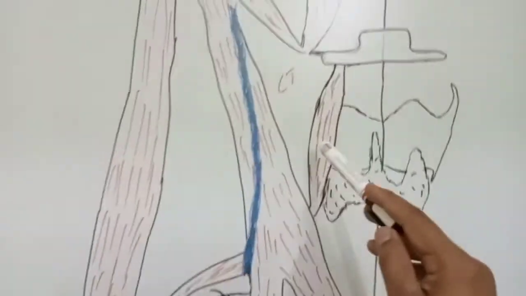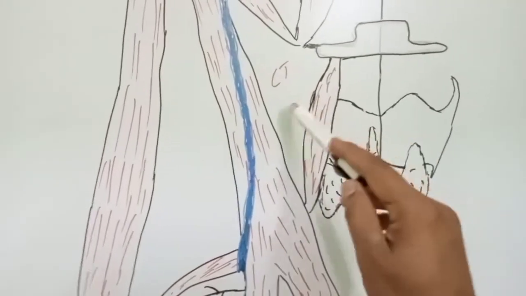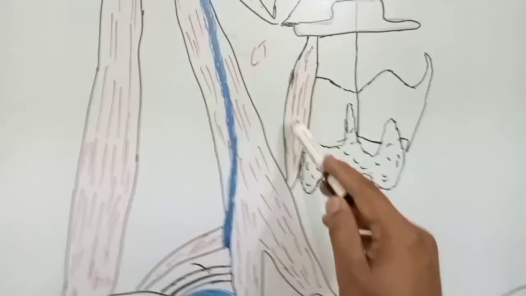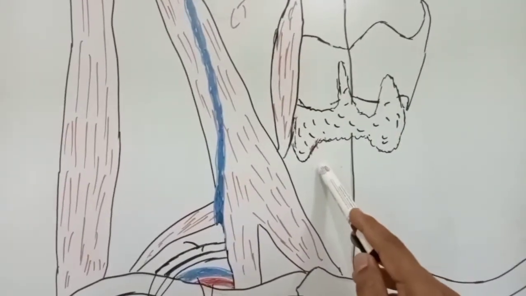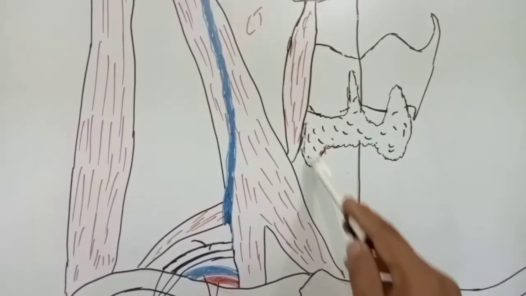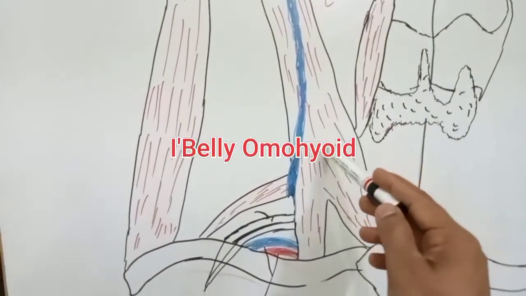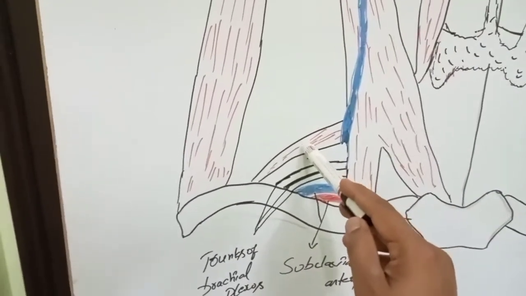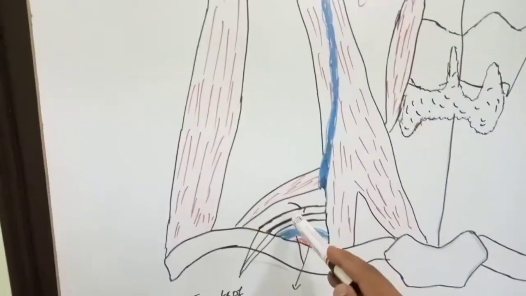Here you can identify the superior belly of omohyoid, which divides the lower part of the anterior triangle into two subtriangles. Posteriorly we can identify the carotid triangle, and antero-inferiorly the muscular triangle. Then the inferior belly of omohyoid runs behind the sternocleidomastoid and appears in the posterior triangle. This inferior belly of omohyoid separates the posterior triangle into two subtriangles.